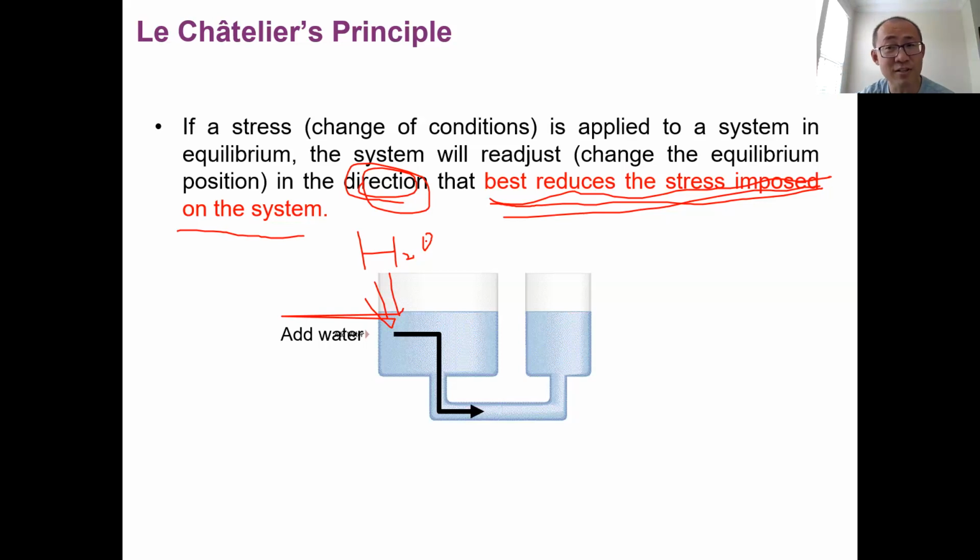And why did it shift direction to the right? Because it can reduce the stress. What is the stress? Adding water to the left tank. The system wants to get rid of some of the water by shifting to the right, so that the water level will reach the same again.